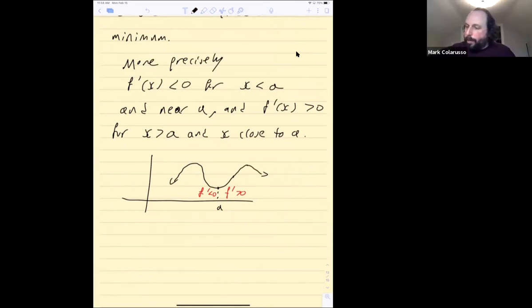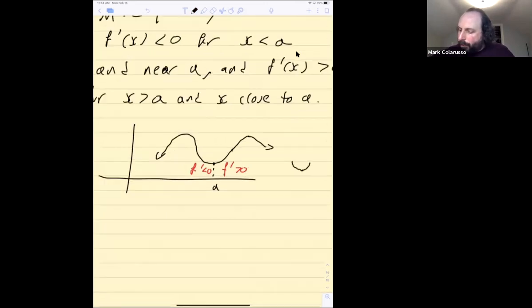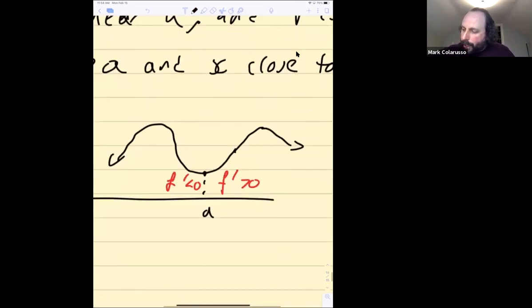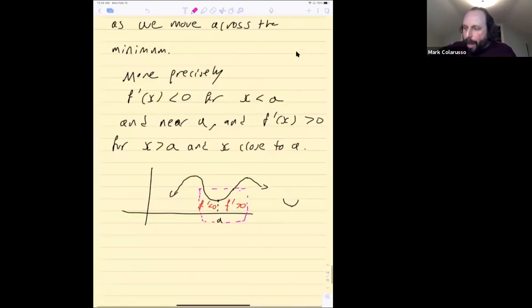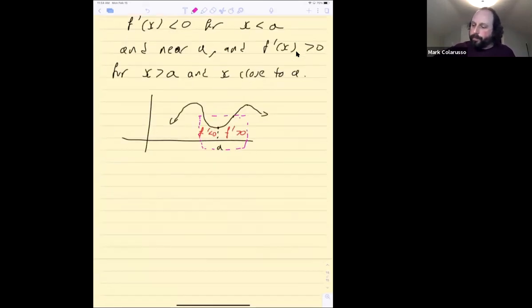So it just has to happen in a snapshot to get a valley. You just have to take a snapshot of what's happening around the point a, right? And in that snapshot, the derivative is negative to the left and positive to the right. And for a max, the opposite situation happens.